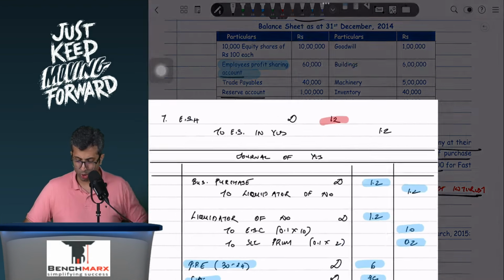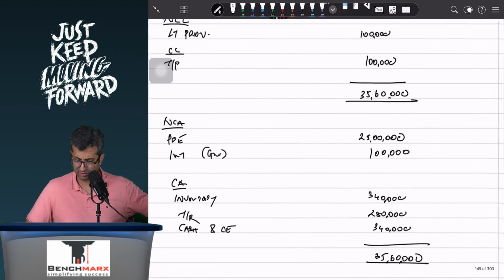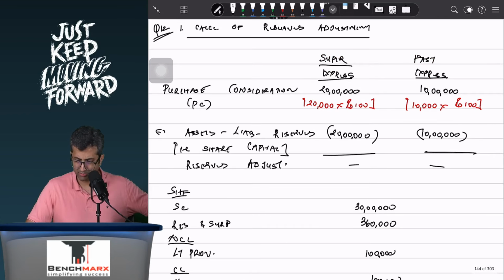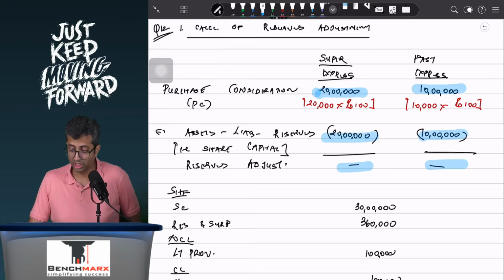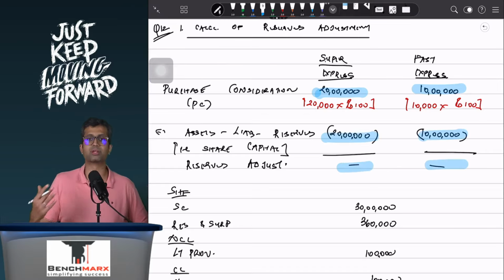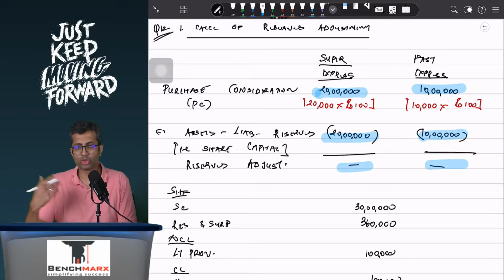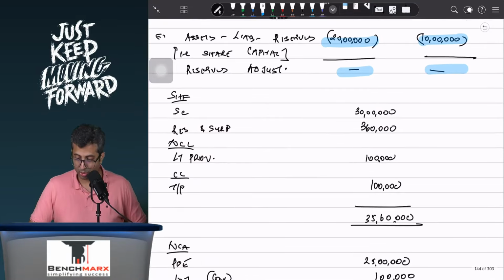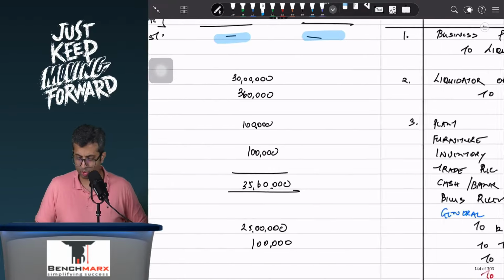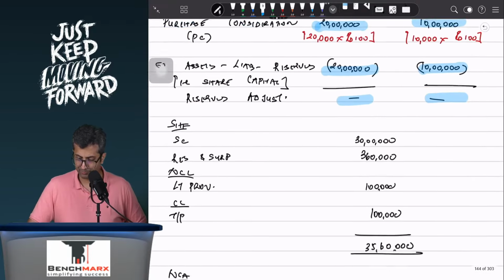So if I go to see over here, it's a very, very basic question. Question number 12, for Super Express, you have 20 lakhs PC, Fast Express 10 lakhs PC. Assets minus liabilities minus reserves are also 20 lakhs and 10 lakhs, and hence there is no goodwill. There's no separate reserve adjustment. What you are paying is exactly equal to the assets minus liabilities that you are taking over. Now, when you look at the total, you are just going to total each of these items as it is.